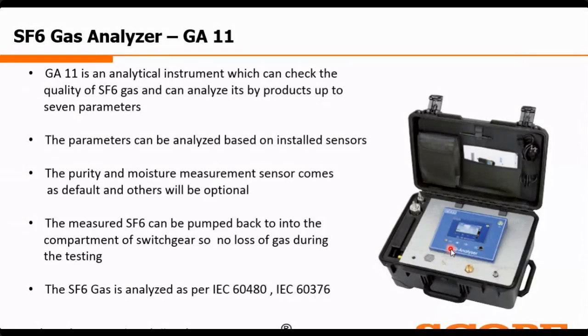Now, this gas is analyzed as per the different guidelines. The limits are already in the instrument. All these limits are pre-installed, so you don't need to worry about the limits. All these IEC 60480 and 376 guideline limits are already there inside the instrument. So you need to select what the limit should be.